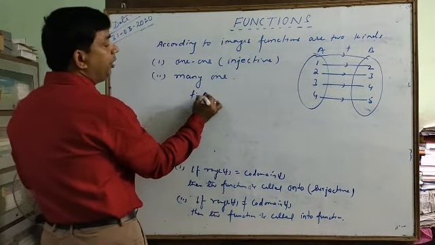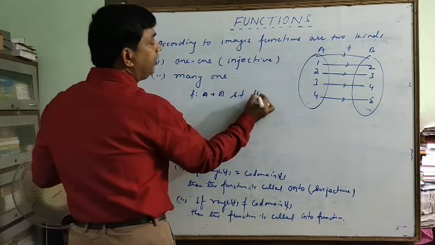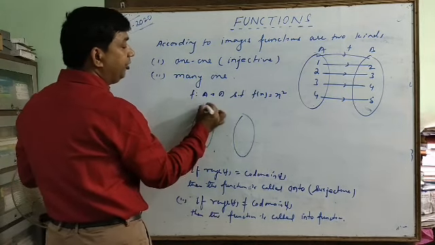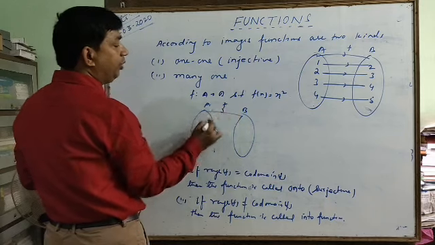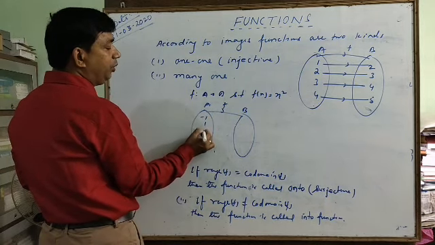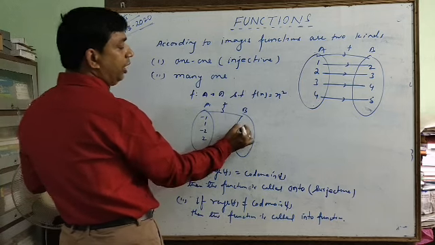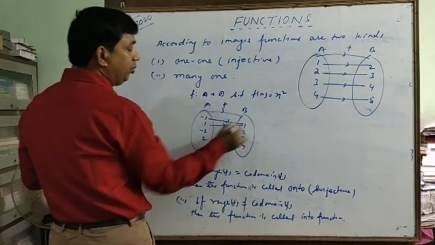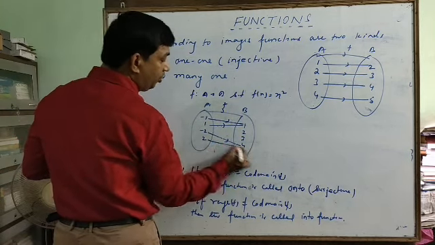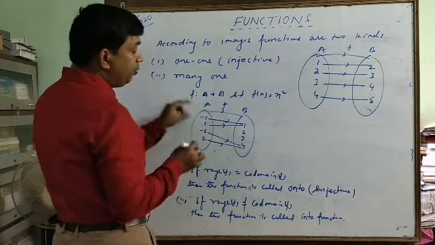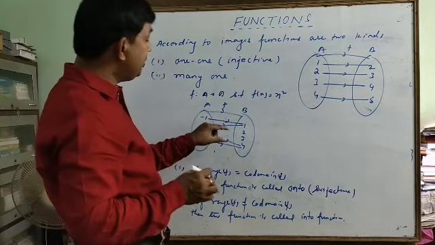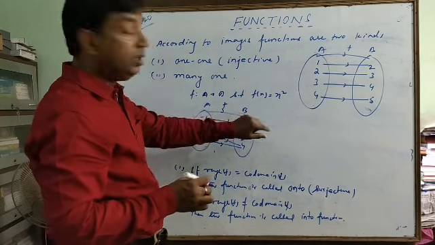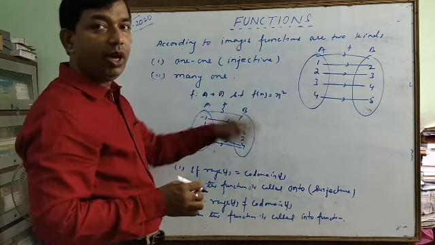f is a rule from A to B such that f(x) equals x square. So when we take this example, see, this is A and this is B. f is a rule from A to B. Here it is -1, plus 1. This is -2, plus 2, and 1, 2, 3, 4. 1 is related to 1, -1 is related to 1, 2 is related to 4, -2 is also related to 4. So this is many-one. Many-one means more than two elements having the same image. So this is many-one.